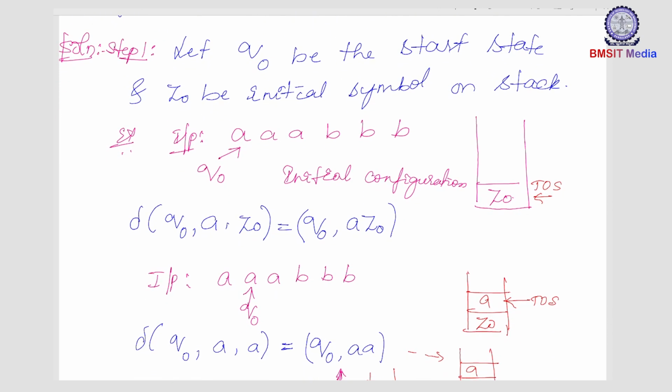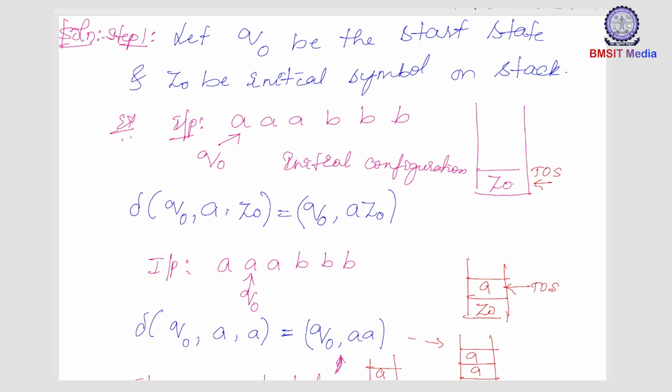Here I have considered an input A, A, A, B, B, B: 3 A's followed by 3 B's. To start with, I am in state Q0. So this is the initial configuration which I have considered. This is my stack. I have pushed Z0 onto the stack. So top of the stack is having Z0 and this is the input to be processed. Q0 is the start state.